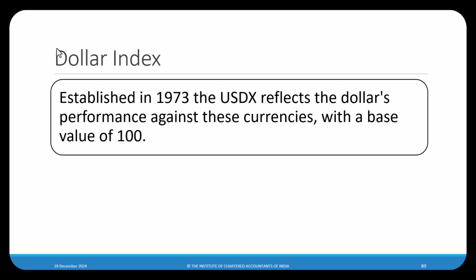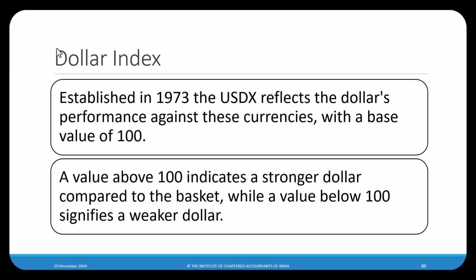Okay. So established in 1973, the dollar index reflects the dollar's performance against these currencies with a base value of 100. It started at 100. Suppose if the dollar index goes up, that means the dollar is appreciating against all the major currencies of the world. If it's the other way around, okay, a value above 100 indicates stronger dollar compared to the basket, while the value below 100 signifies a weaker dollar.